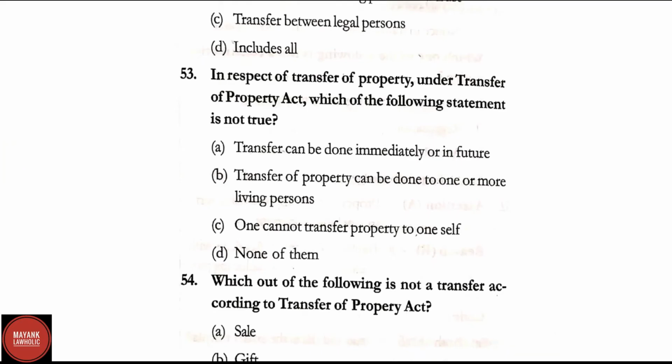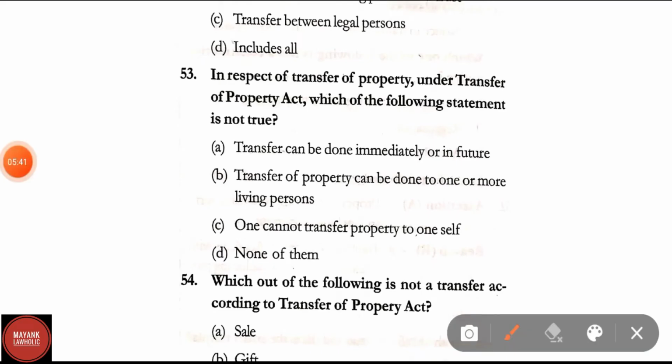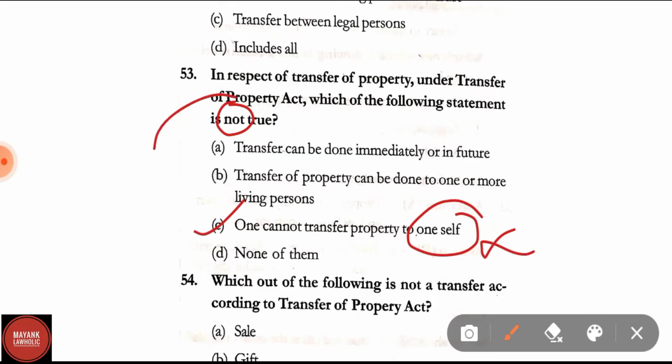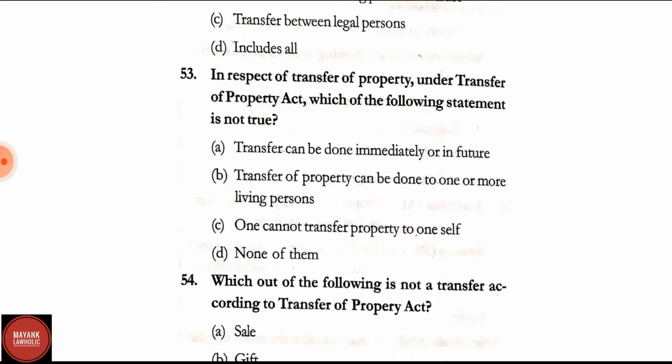Question number 53. In respect of the transfer of property under Transfer of Property Act, which of the following statements is not true? Transfer can be done immediately or in future. Transfer of property can be done to one or more living persons. One cannot transfer property to oneself, none of them. Here correct answer is option C. One cannot transfer property to oneself. This is not true. One can transfer property to oneself also. Therefore, according to the question which has been asked, correct answer is option C.